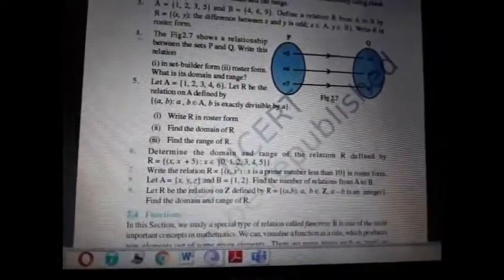Now see the sixth question. Determine the domain and range of the relation defined by R is equal to (x, x plus 5), where x belongs to {0, 1, 2, 3, 4, 5}. Don't get confused. They have given you the x values. They didn't tell you about the set of domain and codomain, right? So keep on substituting x values. All those things will come under the relation R.